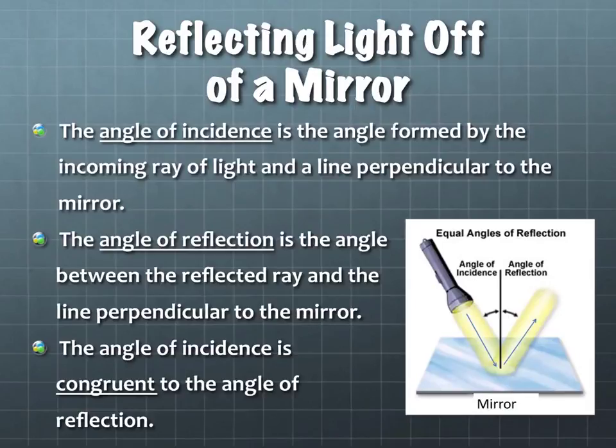The last piece about reflections here: reflecting light off a mirror. There's a wonderful image here, and you can see the flashlight bouncing the light off of the mirror. We actually create 2 angles, and the 2 angles are congruent when we do this. The angle of incidence is the angle formed by the incoming ray of light and a line perpendicular to the mirror. And the angle of reflection is the angle created between the reflected ray, the light that's coming off the mirror, and a line perpendicular to the mirror. And you can see a wonderful picture over here where they've labeled them, right? Here's the angle of incidence, and here's the angle of reflection right here.